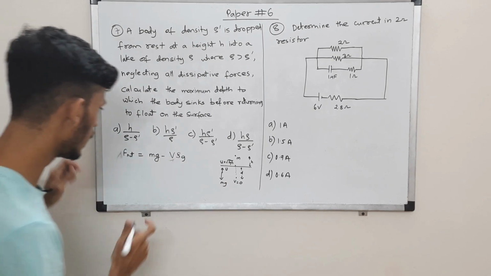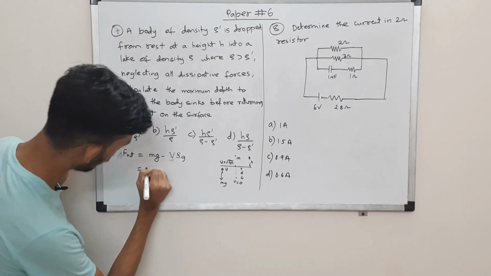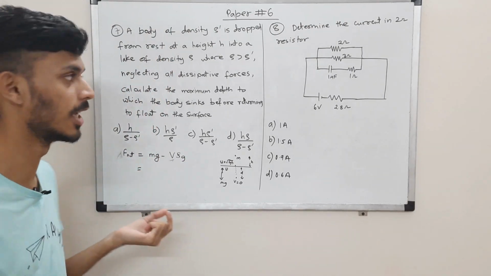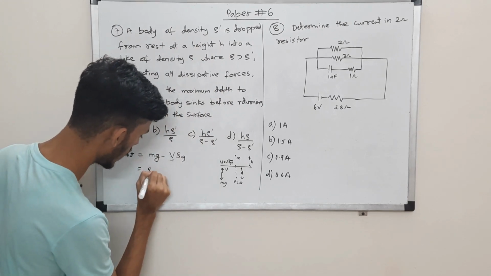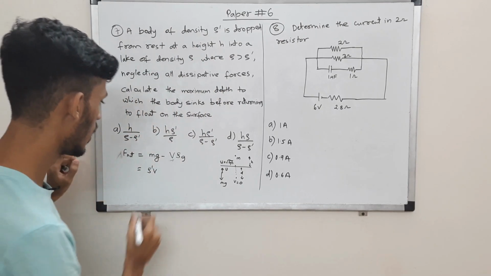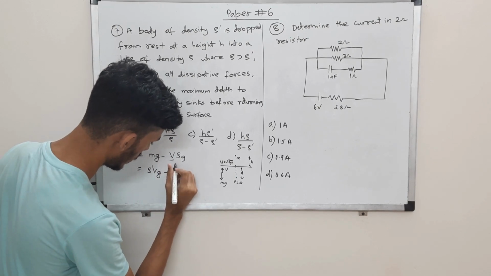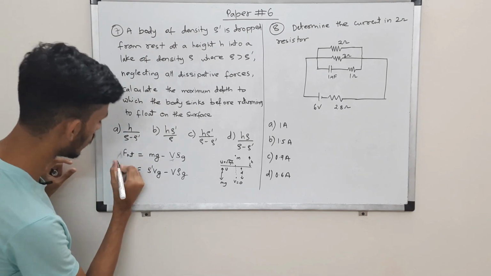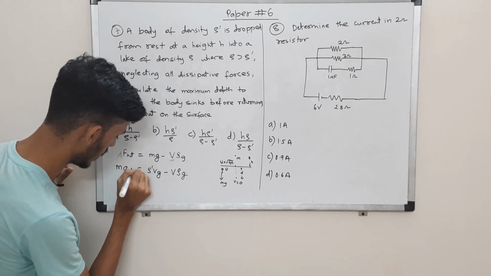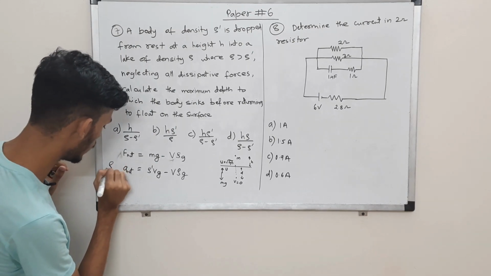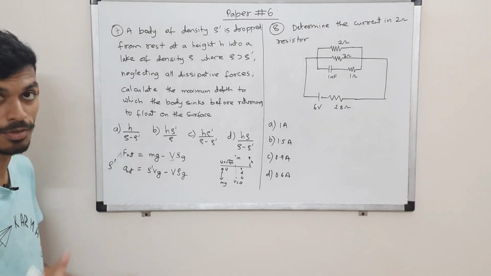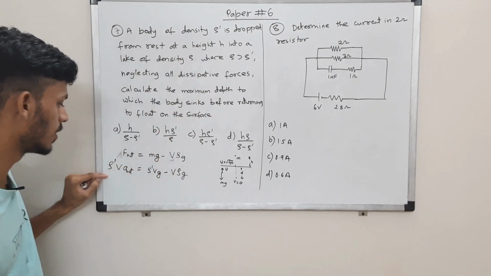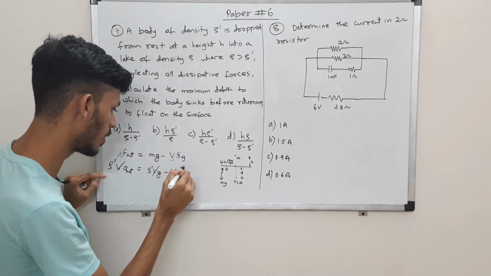Mass we can write as density into volume. So the mass of the body is the density of the body, rho dash, into volume, into g, minus volume into rho into g. Similarly, the net force will be mass into net acceleration, and again mass can be written as the density of the solid, rho dash, into its volume. So the volume can cancel throughout, as you can see.